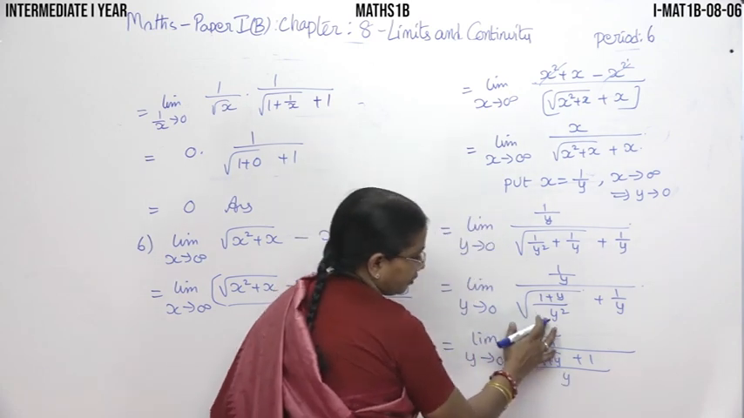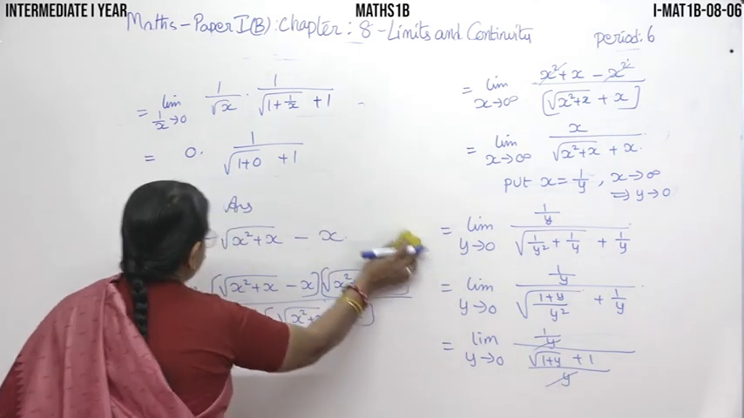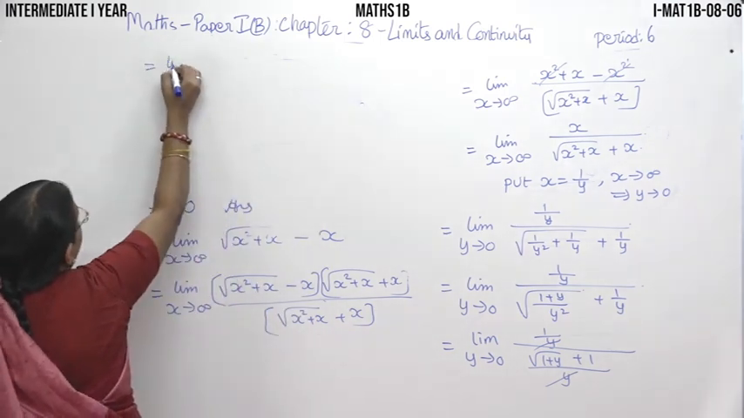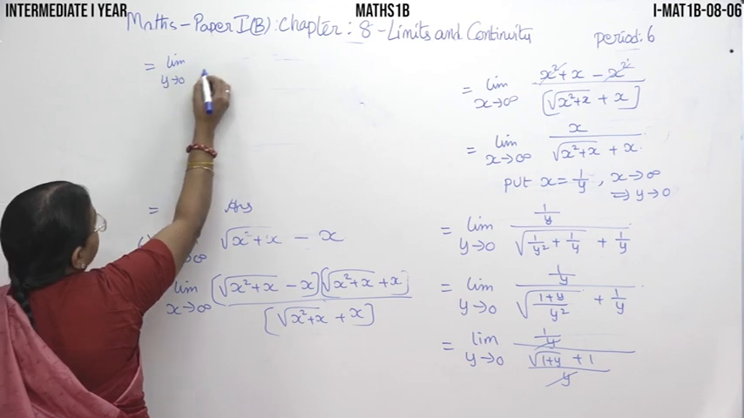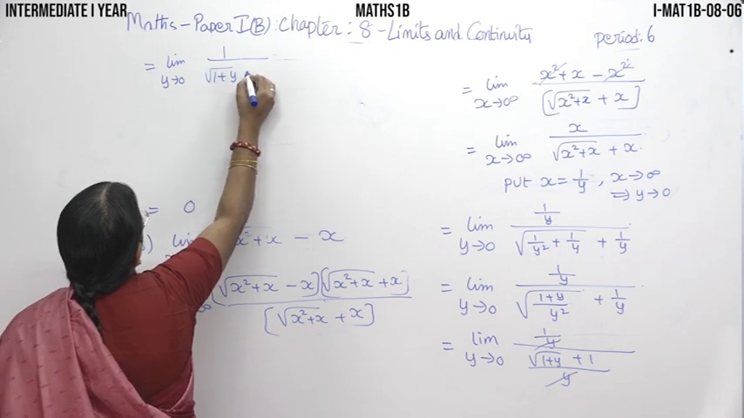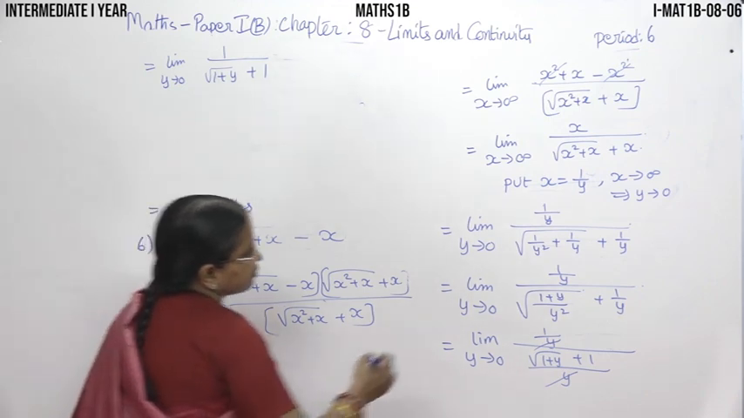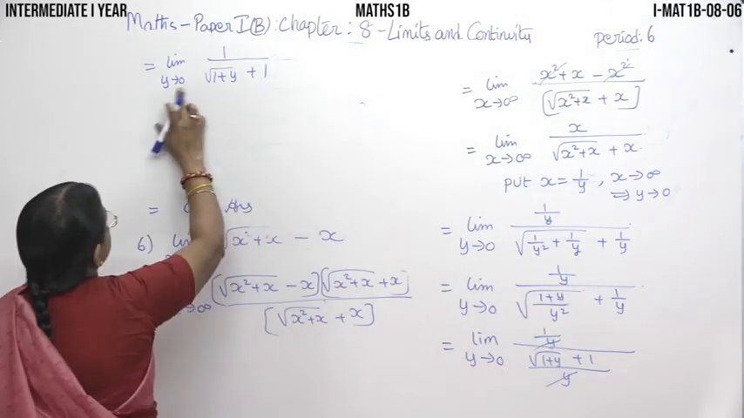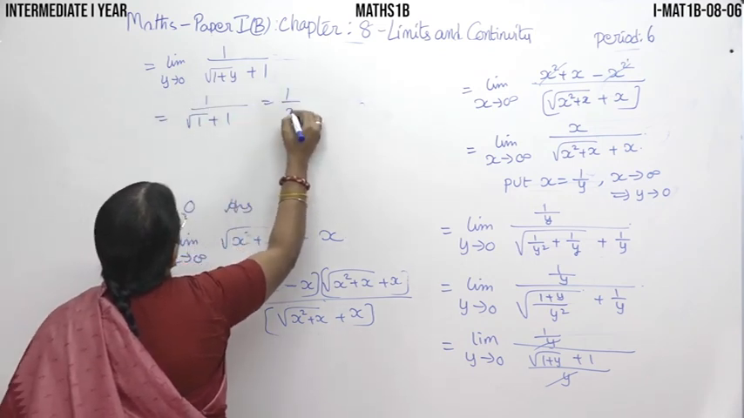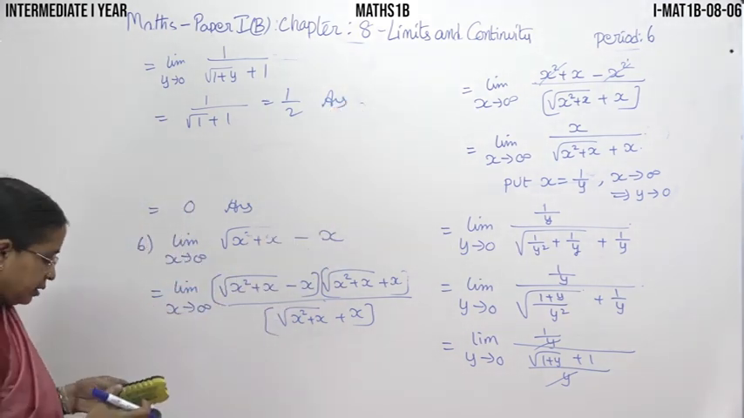Root of y square for the denominator is y. Taking LCM, it is y. Y also gets cancelled. Now it is equal to limit y tending to 0 of 1 by root of 1 plus y plus 1. So now substitute y as 0. So it is 1 by root 1 plus 1, that is 1 by 2, like this. So you can try the earlier problem also like this. Put 1 by y and you can try.